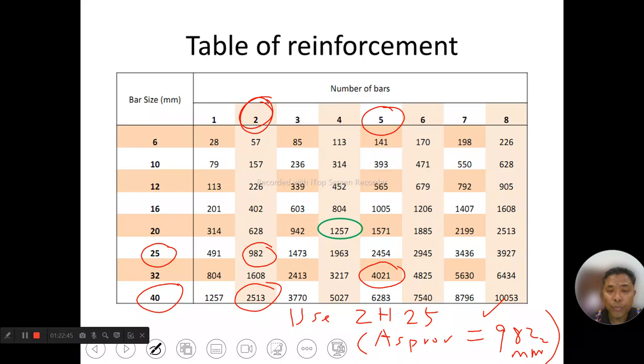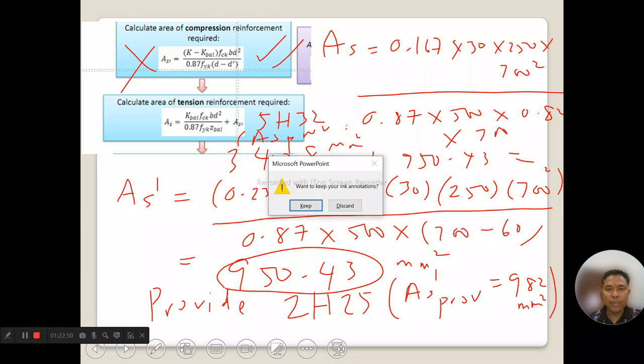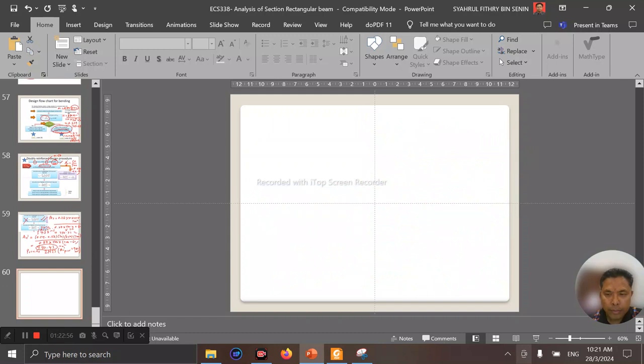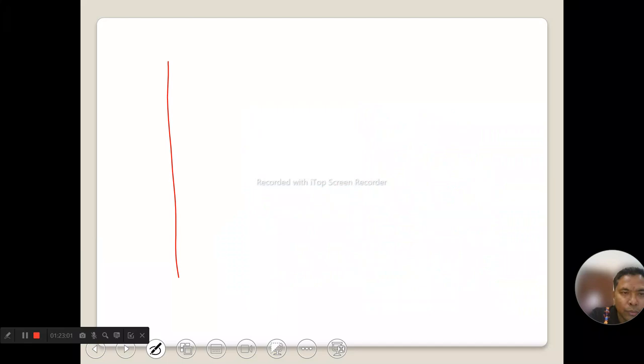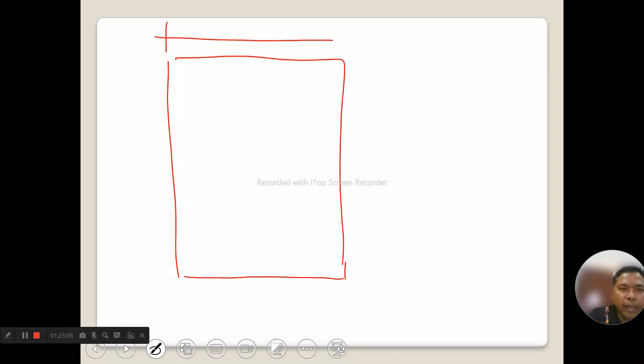Kita nak buat arrangement. Oh sorry, so saya kena buat satu slide baru. So atas adalah untuk compression, bawah adalah untuk tension. Untuk tension tadi kita akan pakai 5 batang besi dengan diameter 32. Saya pakai highlighter line supaya warna hitam. Betul ke saya nak kena check? Betul. 5 batang, 1 2 3 4 5, dan di atas tu 2H20.